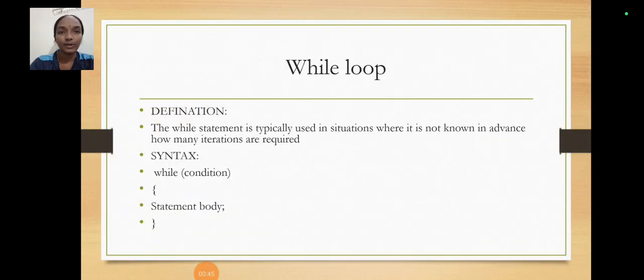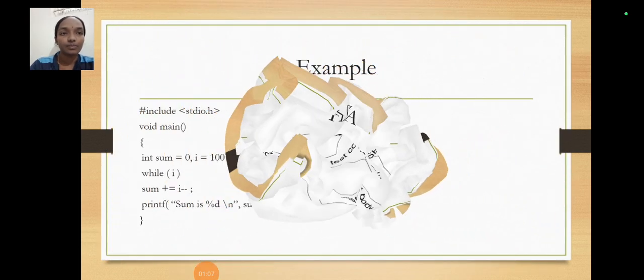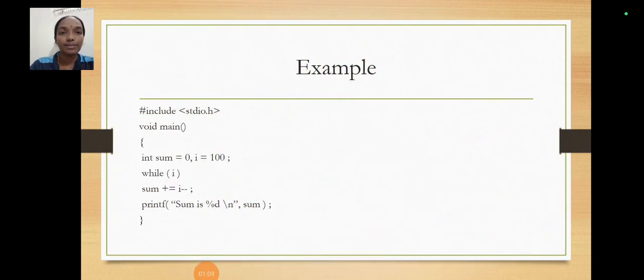Next, while loop. Definition of the while loop goes like: the statement is typically used in situations where it is not known in advance how many iterations are required. Syntax of it is while condition statement body. This is the simple definition of the while loop. This is the flowchart of it. Here goes the example.